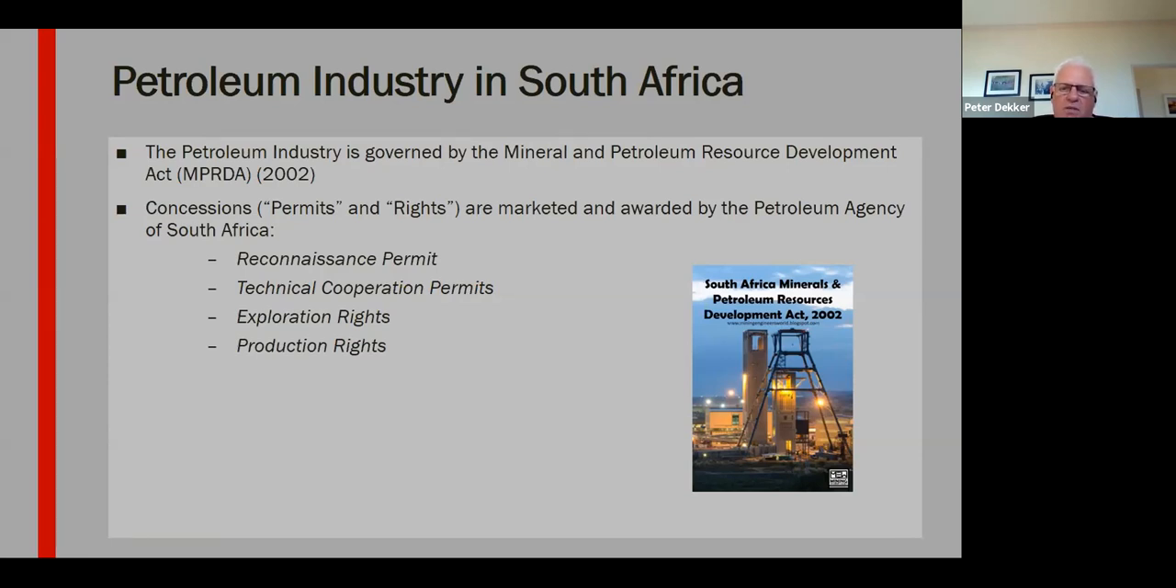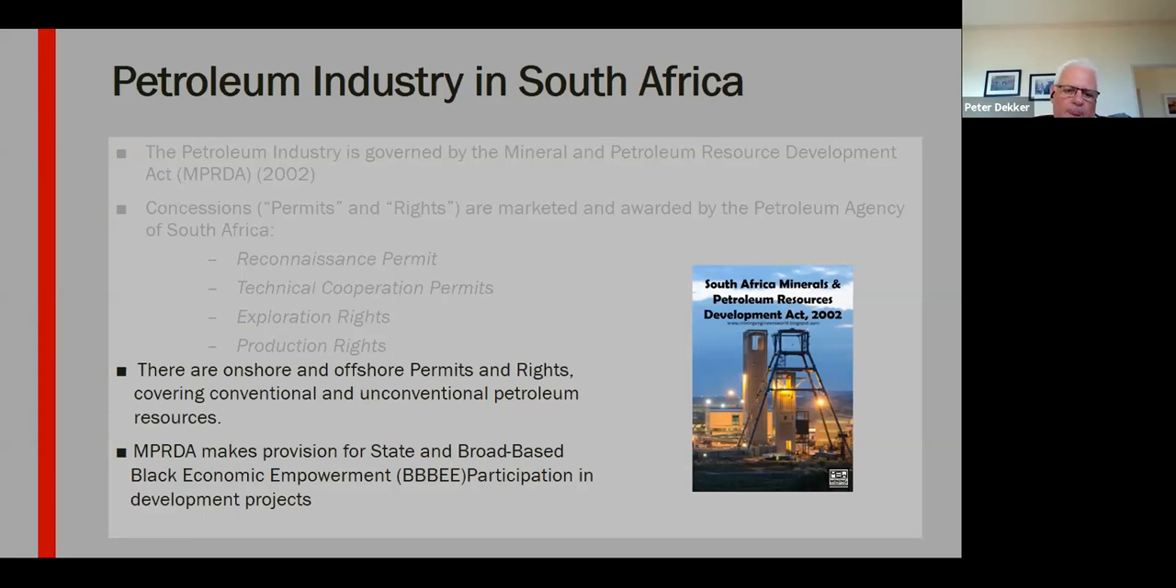But there will be similar things in this bill as the MPRDA. So I will only discuss a little bit of the MPRDA today, and it relates to petroleum resources. The concessions give 4 different concessions: a reconnaissance permit, a technical cooperation permit, an exploration right, or a production right. In the bill, there are onshore and offshore permits and rights covering conventional and unconventional petroleum resources. I will later highlight the difference between conventional and unconventional.